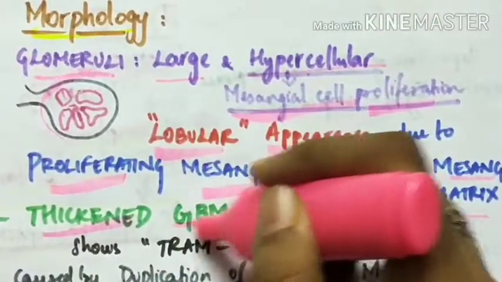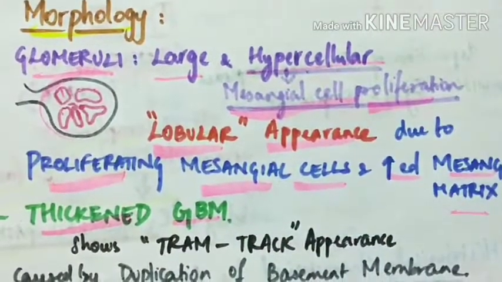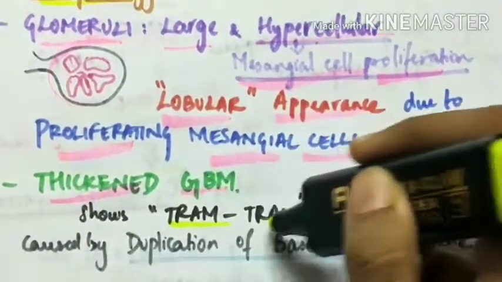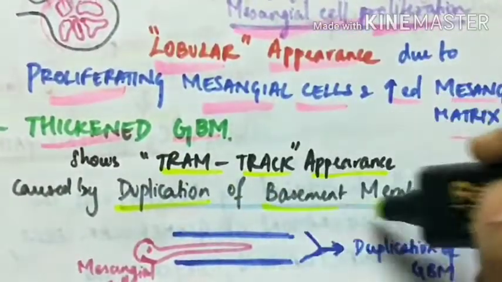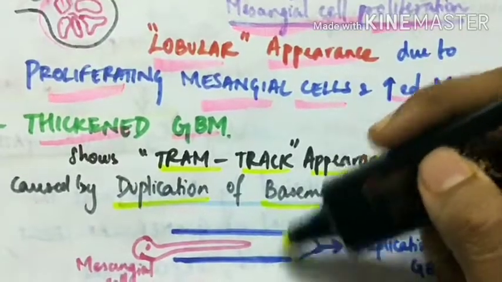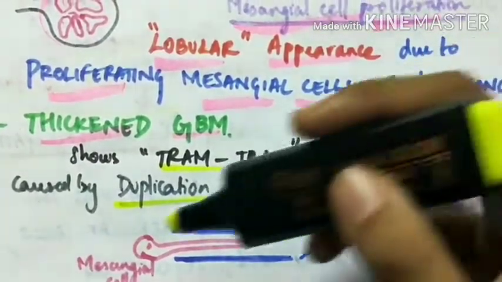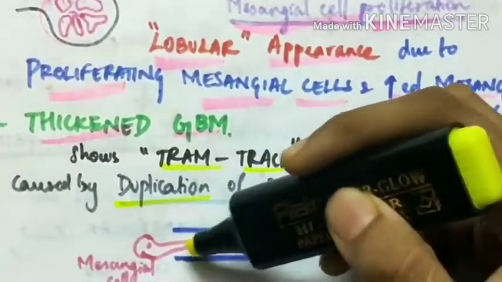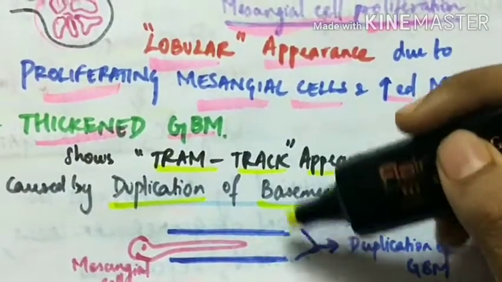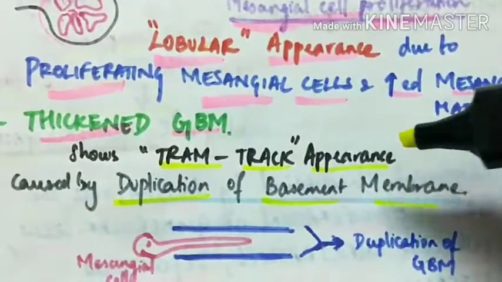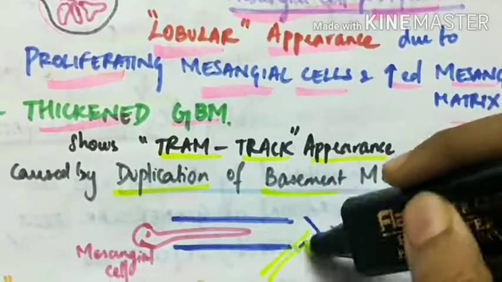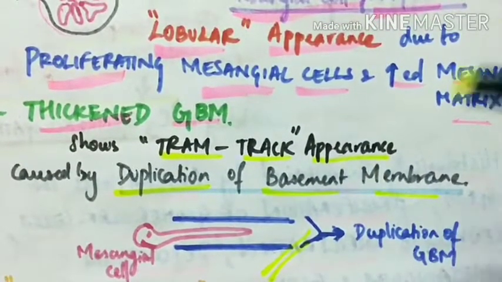Also there is thickened glomerular basement membrane which shows a tram track appearance caused by duplication of the basement membrane. So the basement membrane duplicates because of the mesangial cell proliferation. This looks like a tram track. So this is called the tram track appearance.